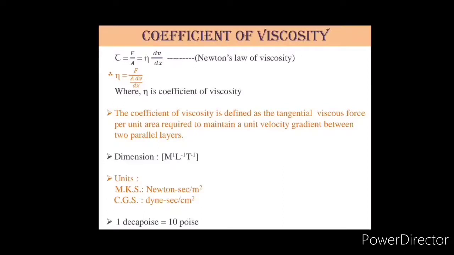So we can define it as the tangential viscous force per unit area required to maintain a unit velocity gradient between two parallel layers. If we find out the dimension, it will be M^1 L^-1 T^-1, and the coefficient of viscosity is measured in Newton second per meter square, which is the MKS unit, and dyne second per centimeter square is the CGS unit.